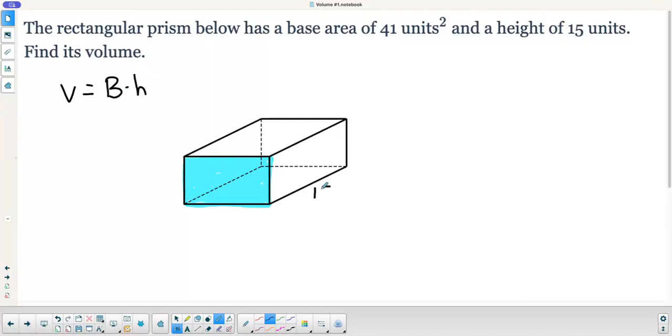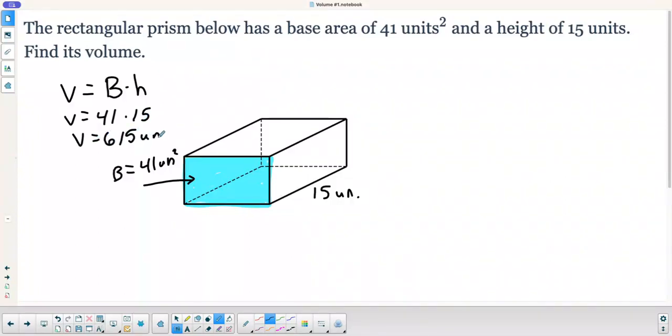So your formula here is volume equals area of the base times the height. My height is 15 units, and my area of the base is 41 square units. So my volume is 41 times 15. When I multiply that out, I get my volume is 615 cubic units.